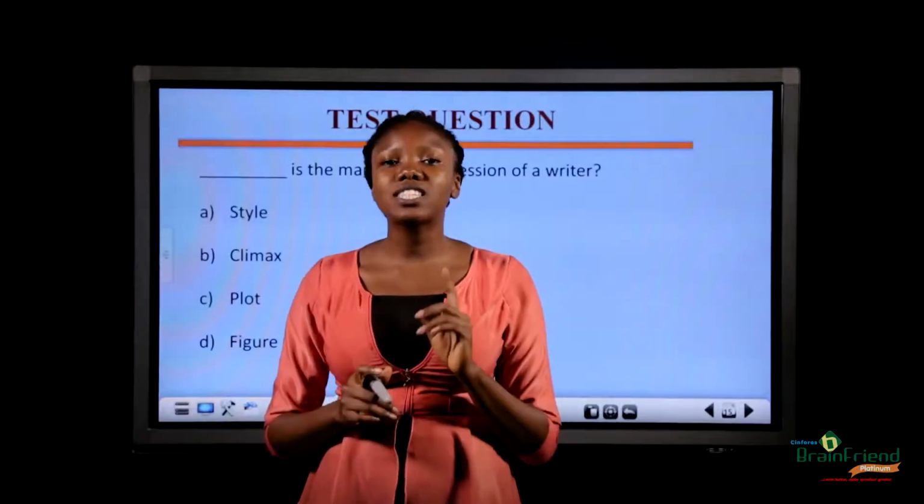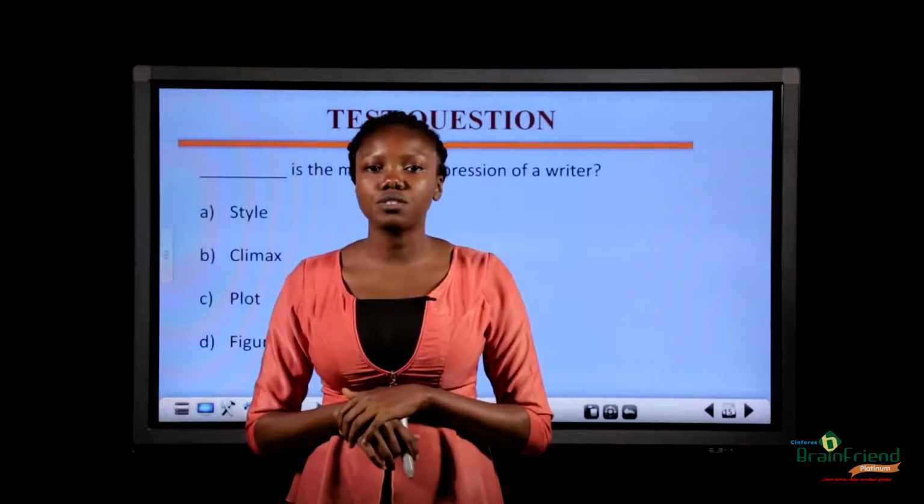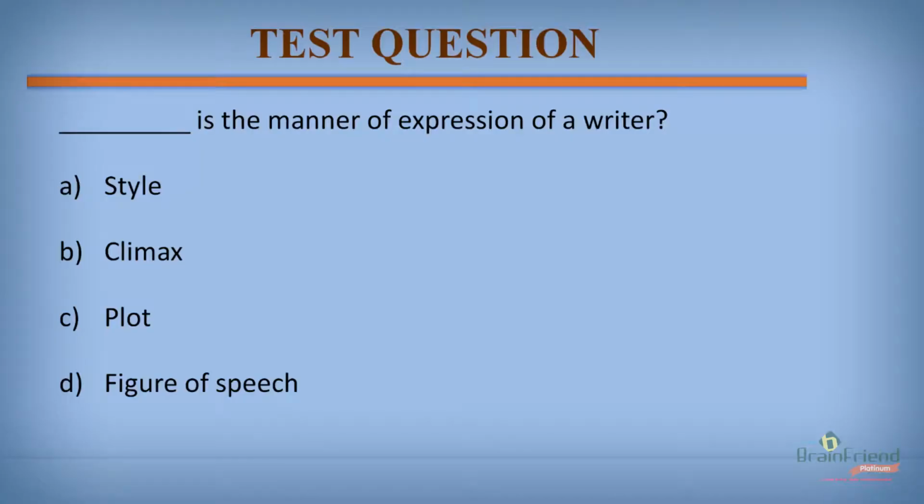Before we go, let's test ourselves on the following questions. Question 1. Dash is the manner of expression of a writer. A. Style. B. Climax. C. Plot. D. Figure of speech. The correct option is A. Style. We said style is a manner of expression of a writer.